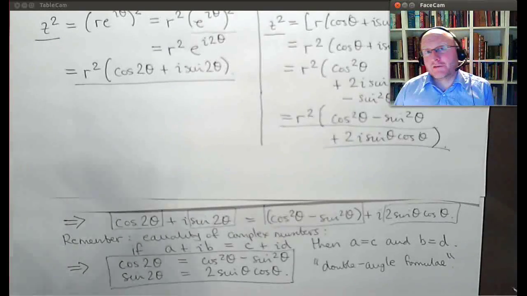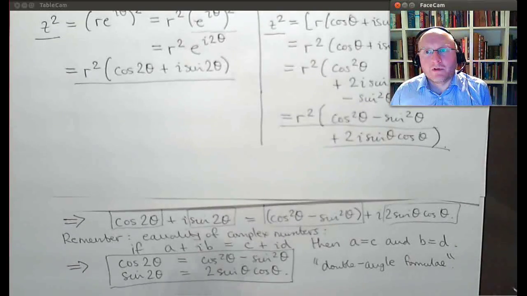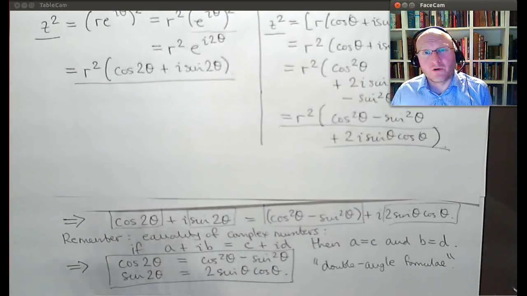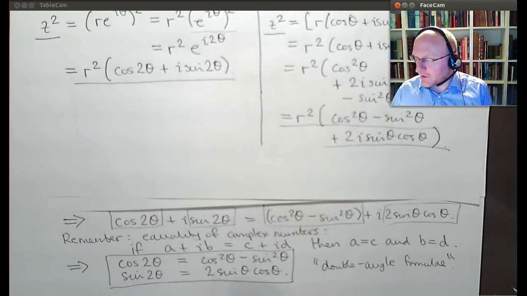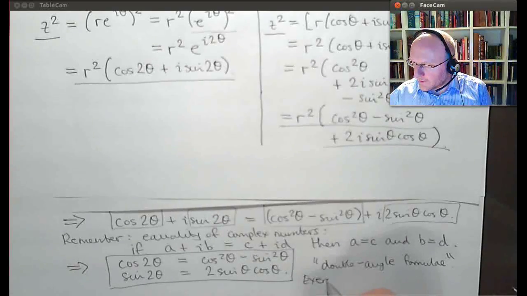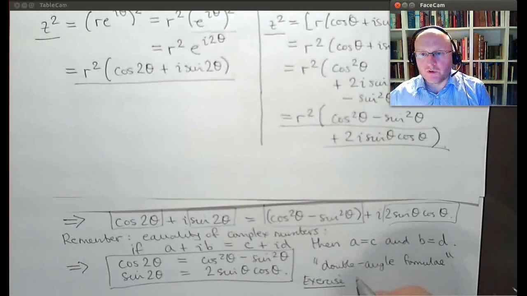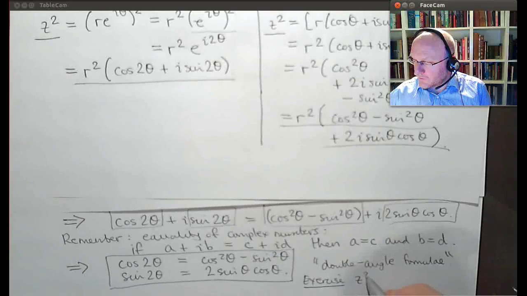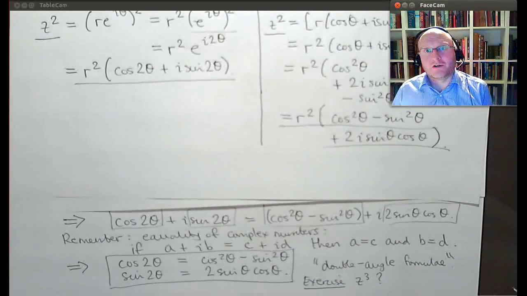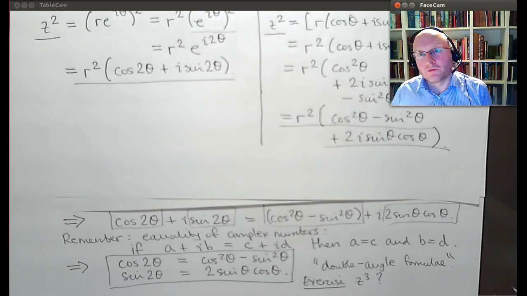Okay, so I'm going to finish for now and leave you with a challenge. By the way, this same trick can be used to derive all kinds of different identities between trigonometric functions. So I'm going to leave you with an exercise here, which is to do the same for z cubed and see what you get. And obviously you could even go to higher powers, z to the power 4 and so on.